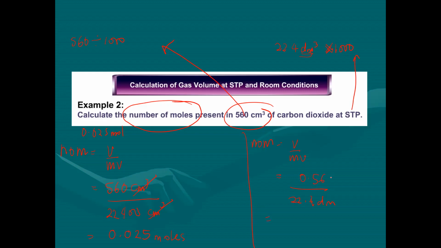Now, if you all go and check, 0.56 divided by 22.4, what do I get? 0.025. Very good. 0.025 moles once again. So it doesn't matter, yeah? It actually doesn't matter which one you are using. Do you understand now, class? Yes, teacher.